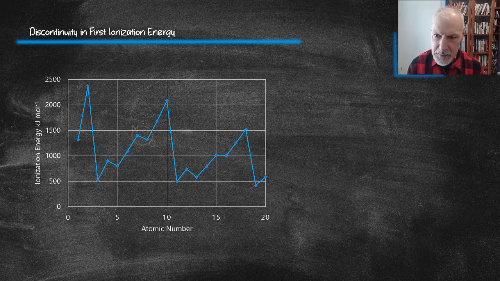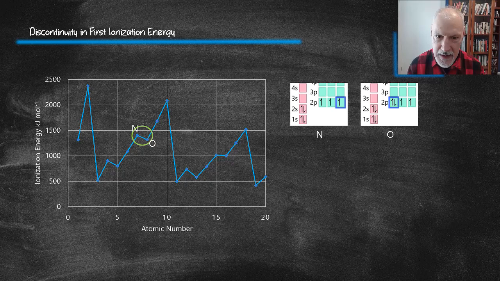So in the first pair, let's look at nitrogen and oxygen. Again, the answer lies by looking at their energy level diagrams. Nitrogen has one electron in each of its p orbitals. When we go to oxygen, I have to double up one of those p orbitals. The electrons in a doubly occupied p orbital experience some repulsion and as a result are more easily removed.